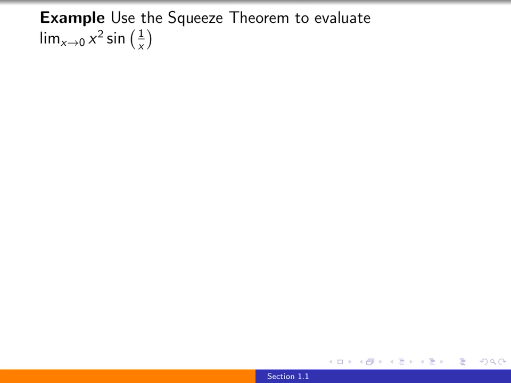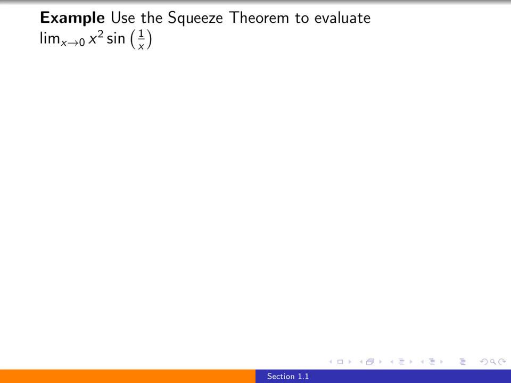So let's look at a very typical example. Use the squeeze theorem to evaluate the following limit. Now, the difficulty arises in the fact that I've only given you one function, and if you go back to that statement of the squeeze theorem, it involved three functions. You need the lower and the upper function as well. And you need both the lower and the upper function, in this case, to have the same limit as x approaches 0.